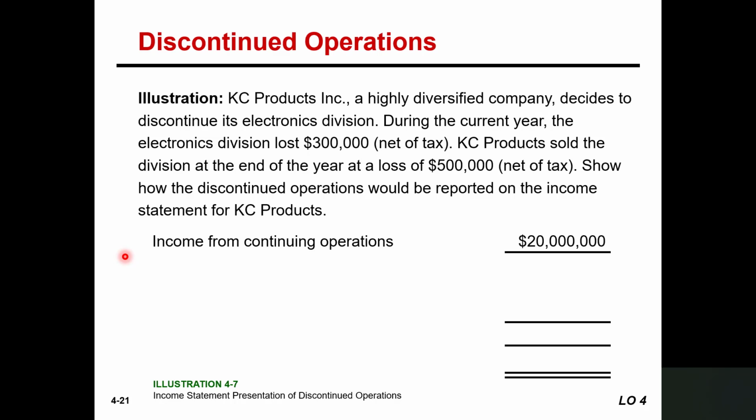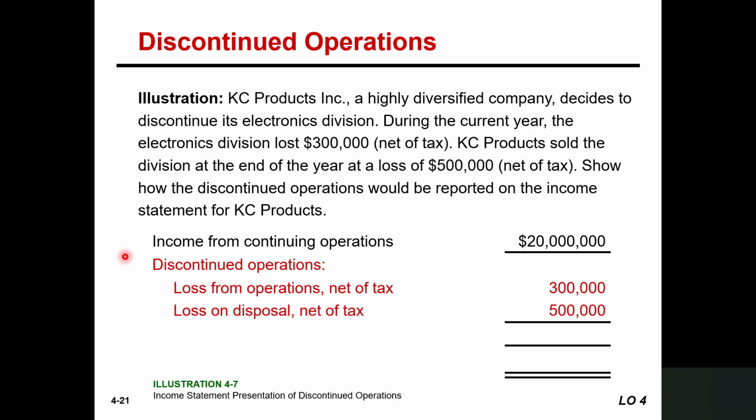And so income from continued operations is listed here as $20 million. Under discontinued operations, you'll have the loss from operations net of tax of $300,000, and then the loss on disposal net of tax of $500,000. And so that $800,000 loss will reduce the $20 million to $19,200,000 on your income statement.